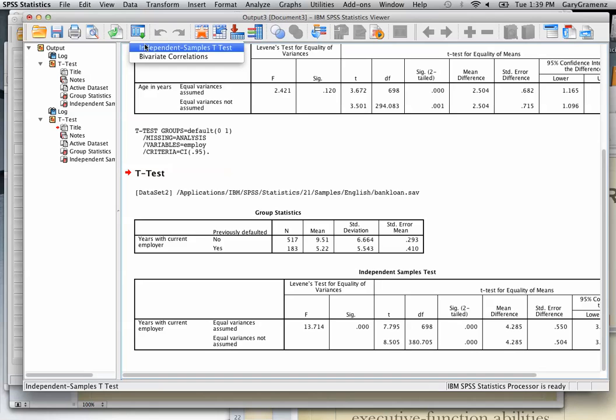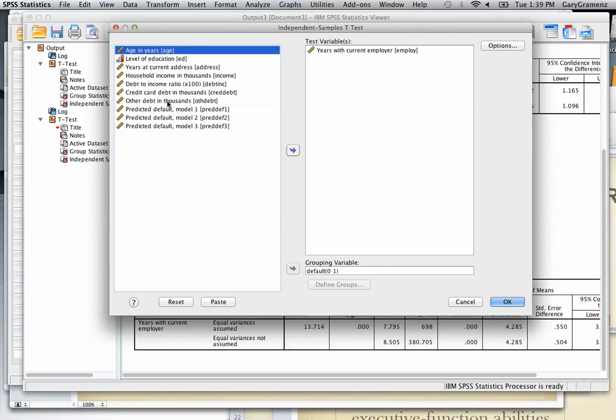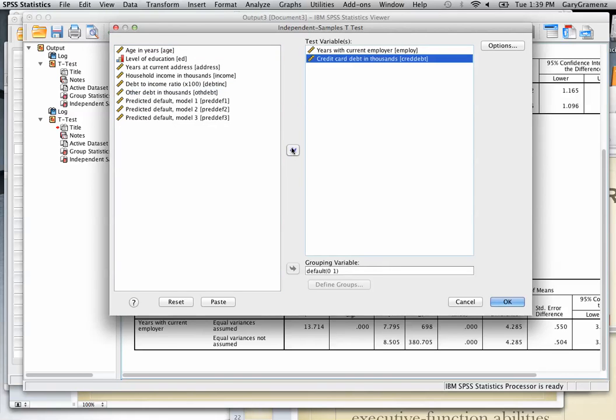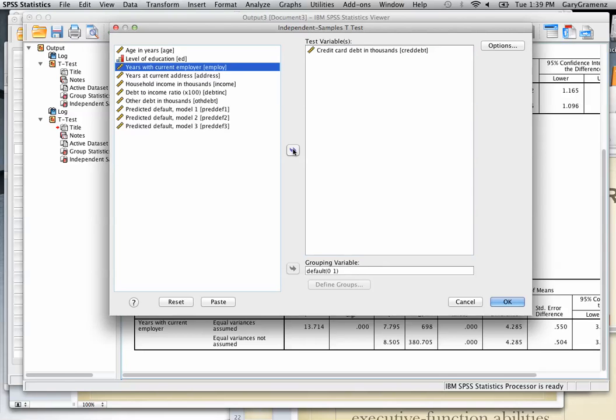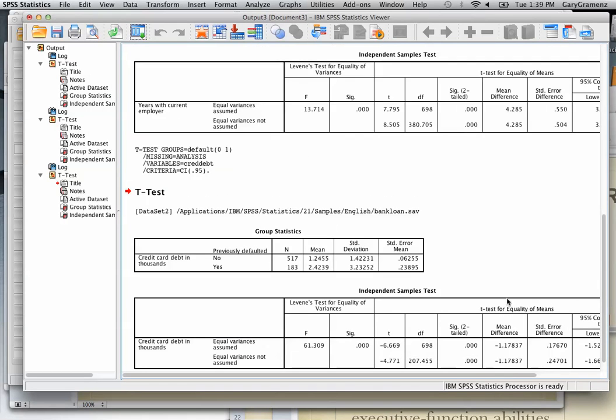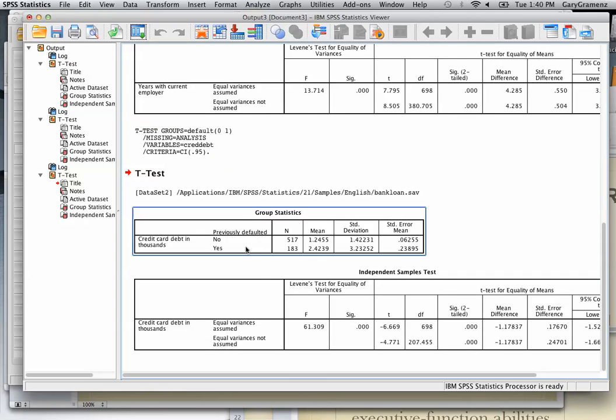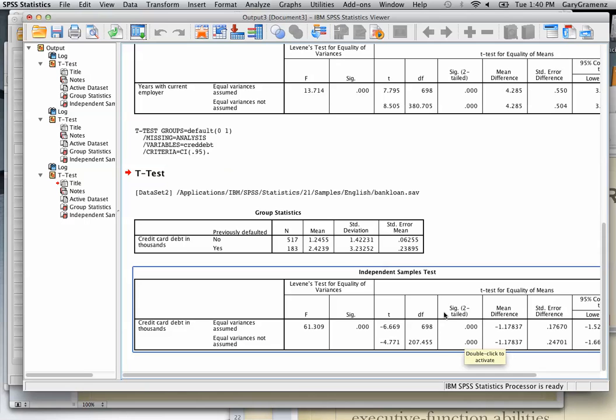Okay, one more. Come back here. How about credit card debt in thousands? Do you think the more you owe, the more likely you would be to default on a debt? Let's take a look. Those who had previously defaulted had $2,400 in credit card debt. Folks who did not previously default had a lower credit card debt. And again, the significance. So that gives you a basic idea of how to conduct independent samples t-tests.